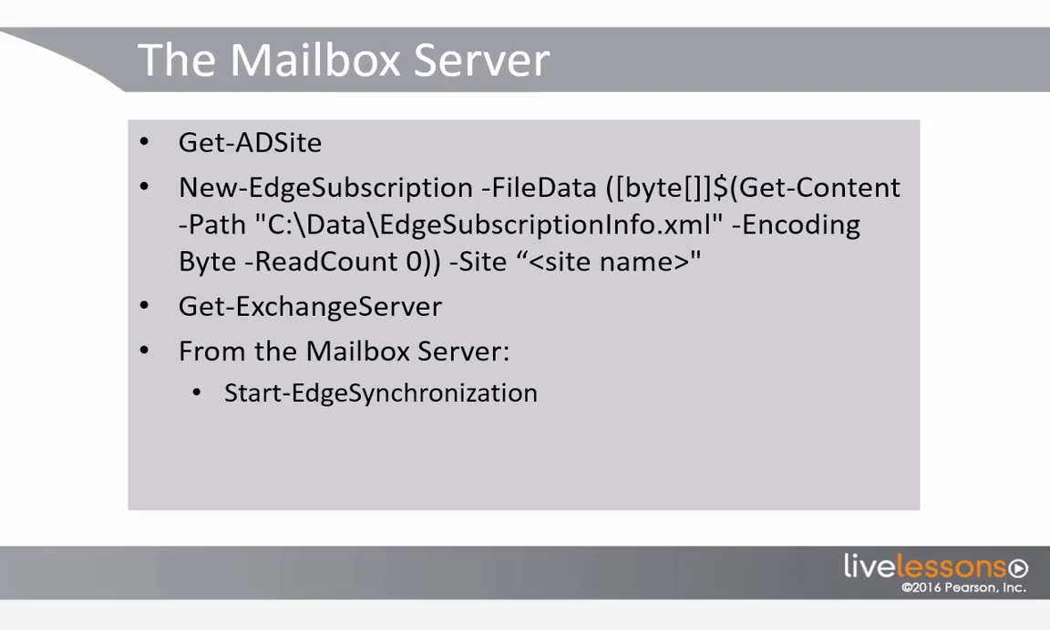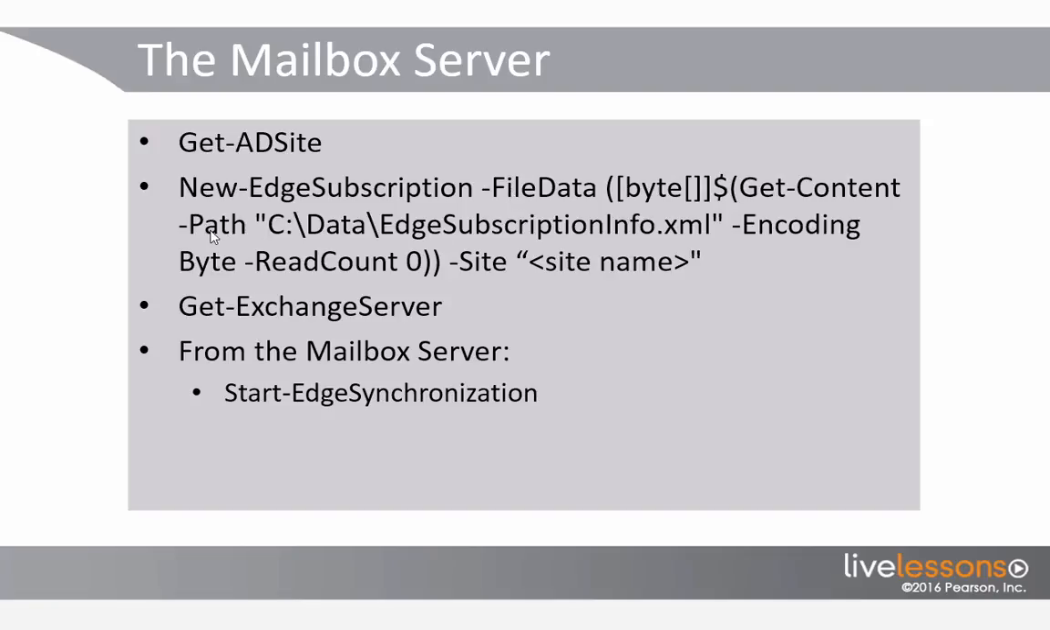So as you can see, there's quite a bit more that we have to do on the Mailbox server than what we had to do on the Edge server. There are 4 commands that we're going to be using. The first of those commands is Get-ADSite. What this command does is retrieve the name of the Active Directory site. The reason we're doing that is because we're going to need that site name when we create the Edge subscription. The next command is the command that actually creates the Edge subscription, and that command is New-EdgeSubscription. You can see that there are a lot of switches that get used with that, but there are really only 2 that are important.